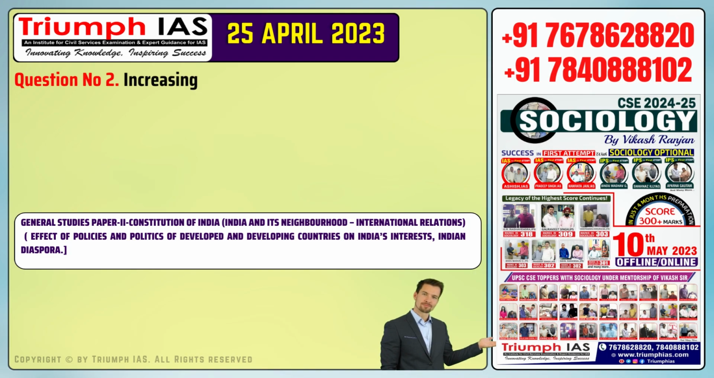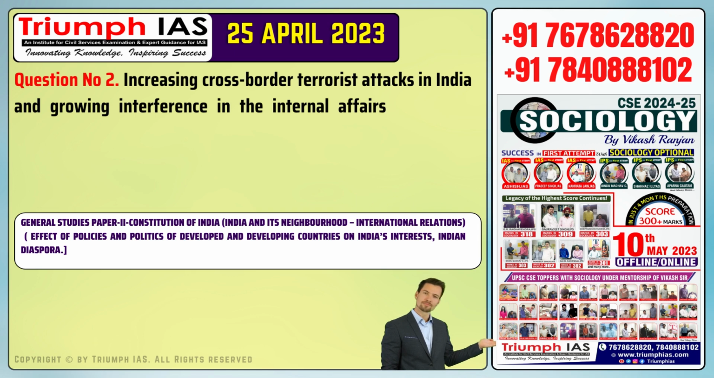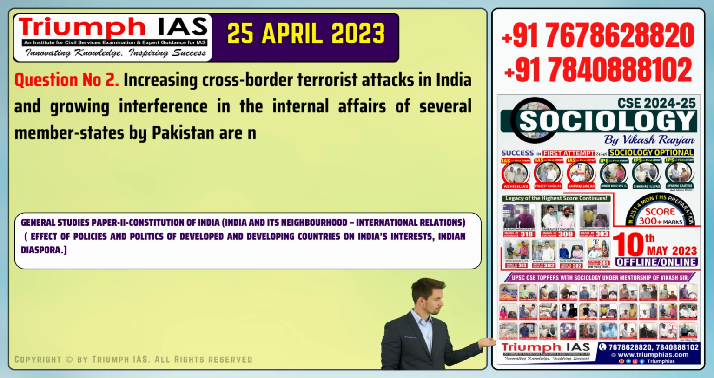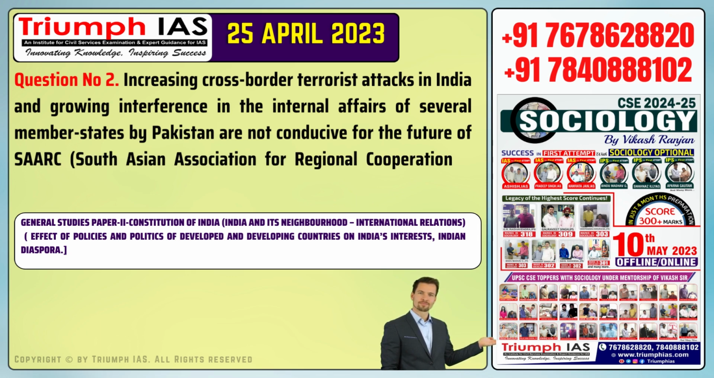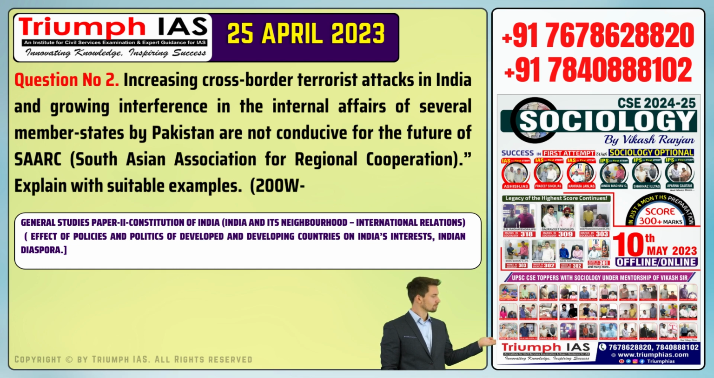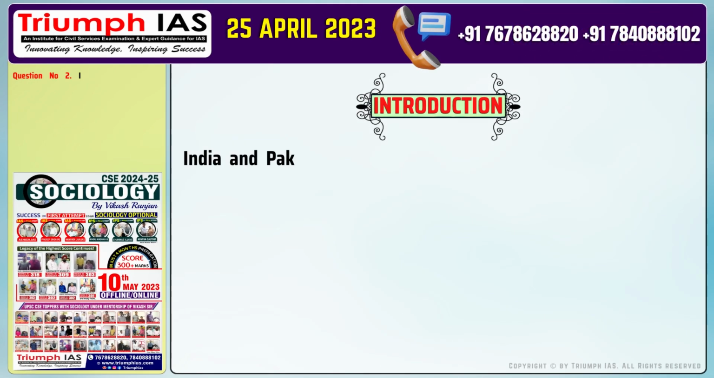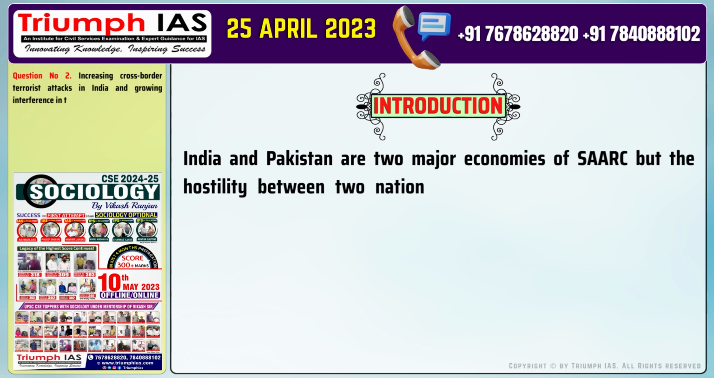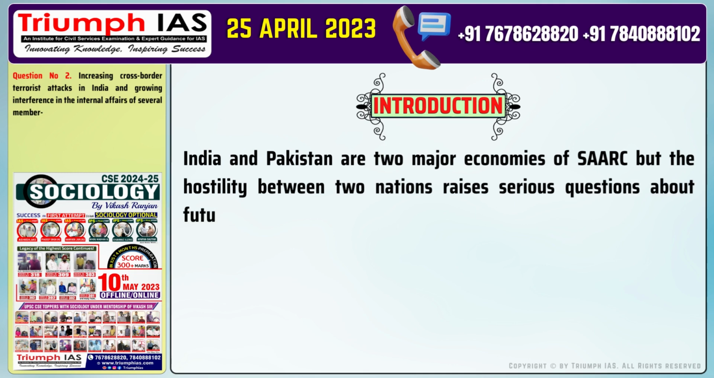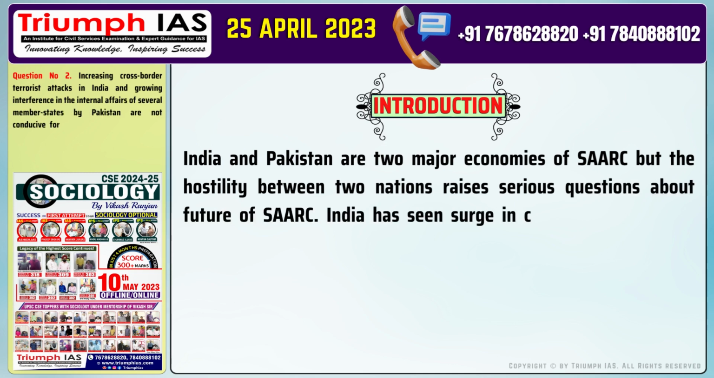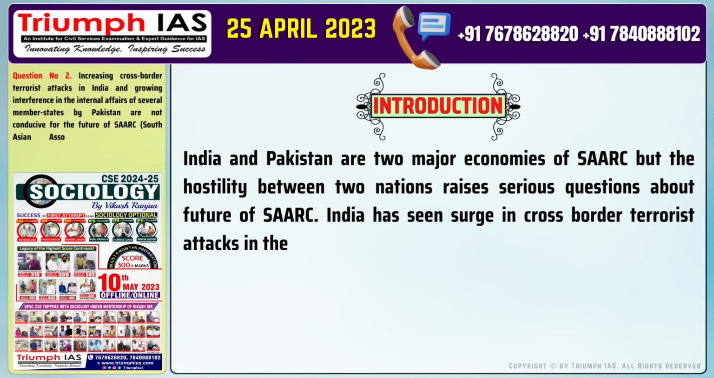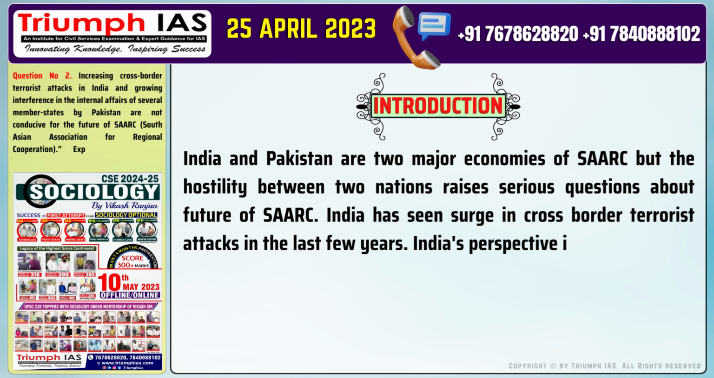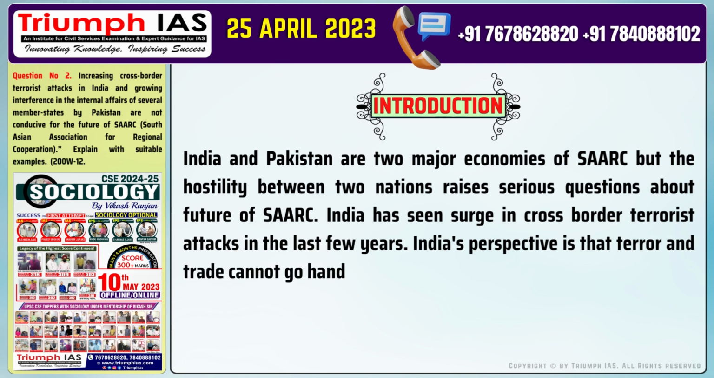Question number 2. Increasing cross-border terrorist attacks in India and growing interference in the internal affairs of several member states by Pakistan are not conducive for the future of SAARC, South Asian Association for Regional Cooperation. Explain with suitable examples. Let's start with the introduction of the answer. India and Pakistan are 2 major economies of SAARC, but the hostility between the 2 nations raises serious questions about the future of SAARC. India has seen a surge in cross-border terrorist attacks in the last few years. India's perspective is that terror and trade cannot go hand in hand.